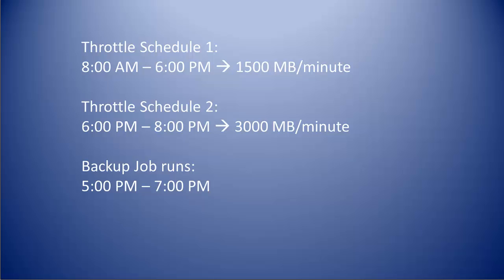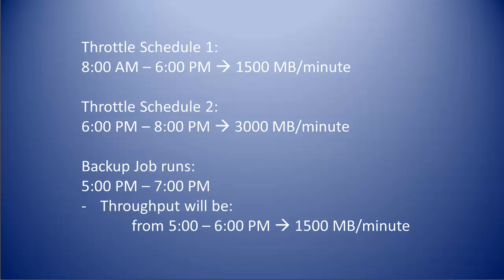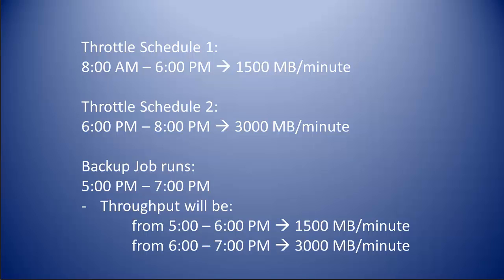Now if a backup job runs from 5 p.m. to 7 p.m., the throughput will be 1500 megabytes per minute from 5 p.m. to 6 p.m. to follow throttle schedule 1. And then it will change to 3000 megabytes per minute from 6 p.m. to 7 p.m. to follow throttle schedule 2.